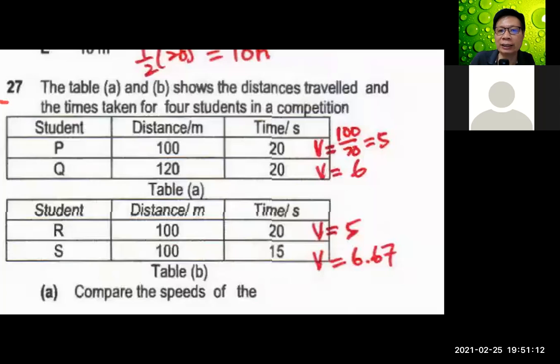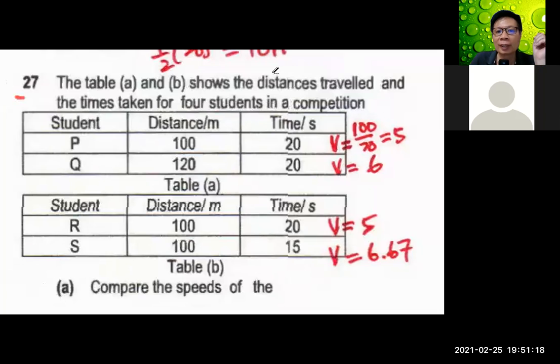Okay, look at question 27. There are a lot of things to think about in this question. Table A and B show the distances traveled and the time taken for 4 students: P, Q, R, S. We look at table A. For student P, distance traveled is 100 meters, time taken 20 seconds. Then you can calculate the speed. Speed is distance divided by time. So 100 divided by 20, you get 5. So the speed of student P is 5.